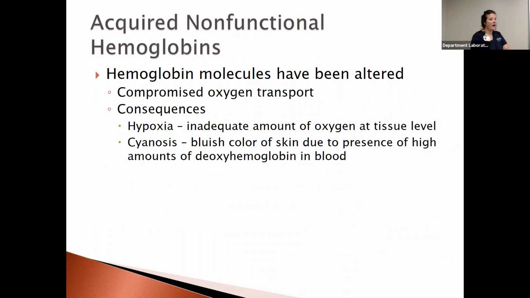We have some acquired non-functional hemoglobins, and this is just where the hemoglobin molecule has been altered. This does affect the ability of these molecules to carry oxygen. So this will result in hypoxia, meaning that there's inadequate supply of oxygen to the tissues. These patients will experience cyanosis, meaning that their extremities will turn blue, they'll start tingling, their lips might turn blue as well. And that's just because they have a high presence of deoxyhemoglobin. And deoxy just means that the hemoglobin molecule cannot bind to oxygen.